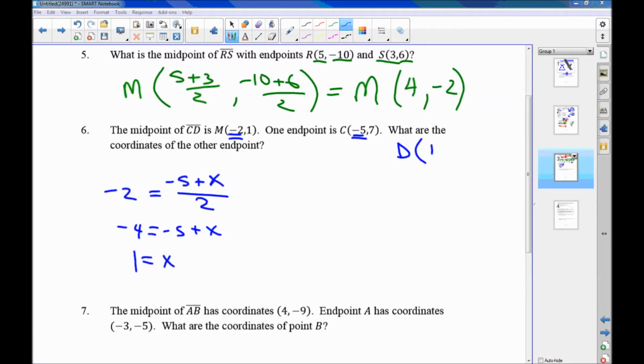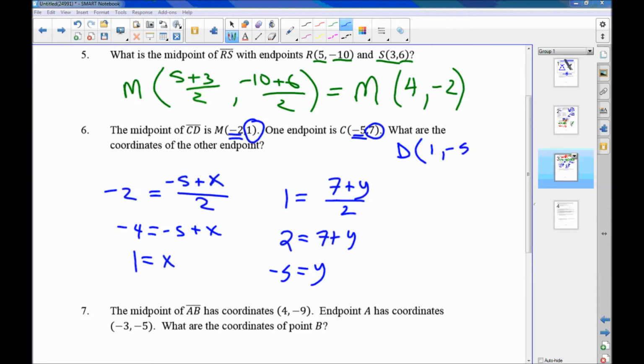And then I need to find the y coordinate. I know the y coordinate of the midpoint, that's 1. And that was found by doing the y coordinate of one endpoint plus the y coordinate of the other endpoint and dividing by 2. So I need to solve for y. I'll multiply both sides by 2. Okay, then I will subtract 7 from both sides and we get -5. So negative 5 is our other endpoint. So D is 1, negative 5. That's the y coordinate was negative 5.